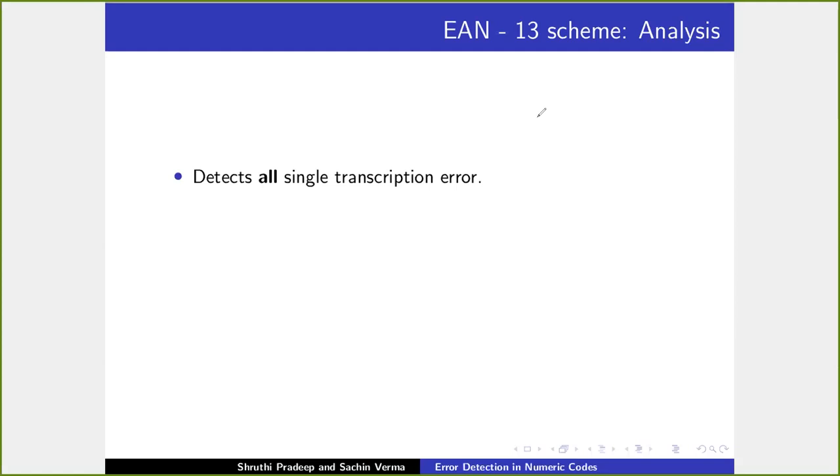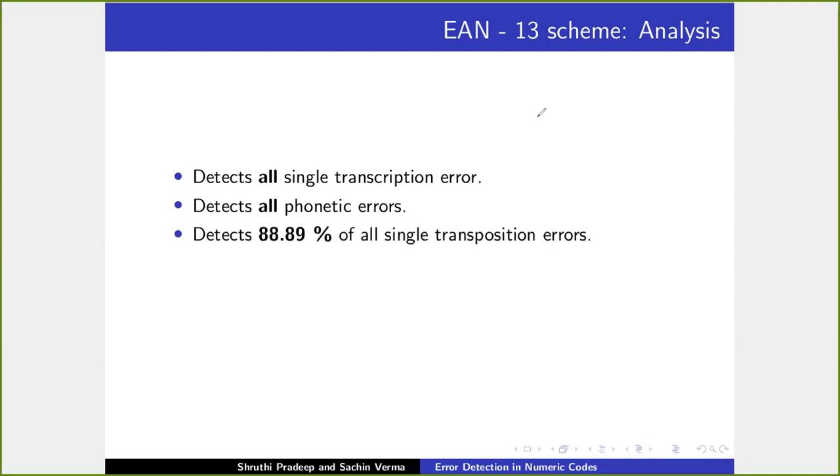Okay. So with this method, we can find all single transcription errors, like single digit errors, as in the case of modulo 10 also, and the same goes for phonetic errors like 13 and 30. Now here we cannot find all single transposition errors. See, in case of modulo 10, we were not able to find, if it is there, we cannot even say about single transposition.